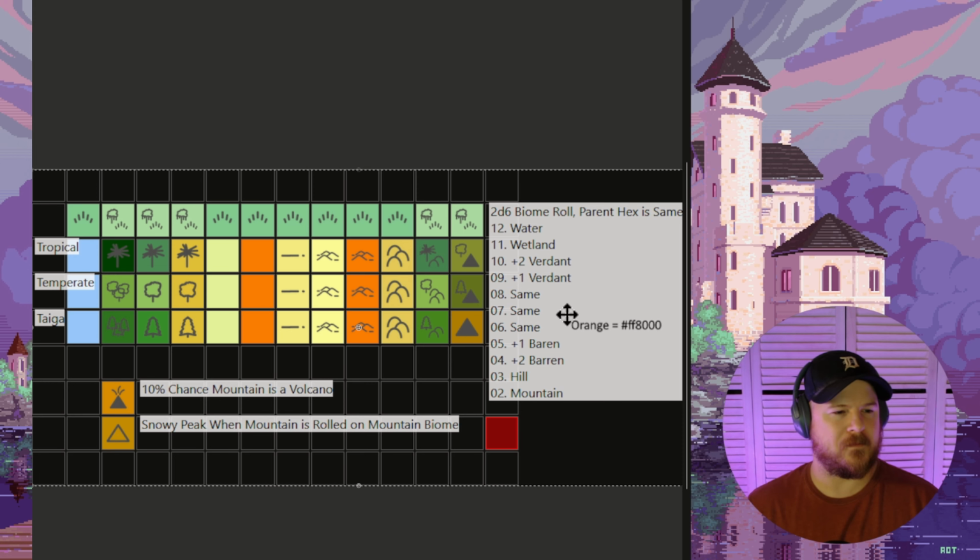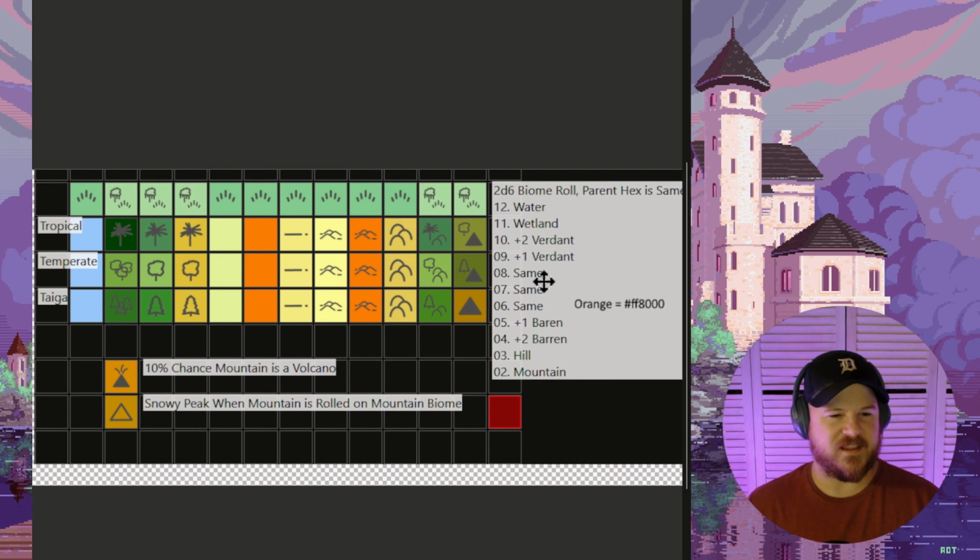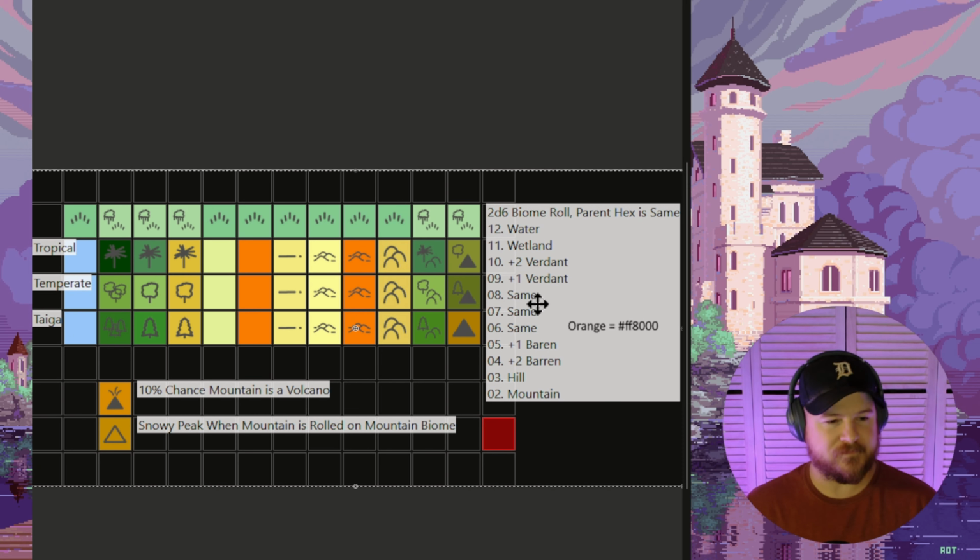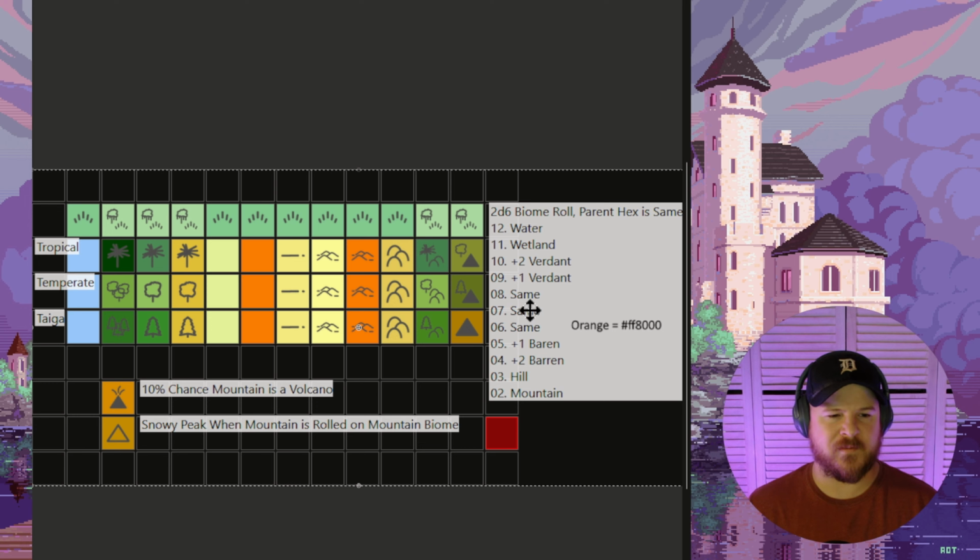So, yeah, there's not much to it. I guess we went through the middle, and then it's pretty easy to understand verdant or barren. You just move it up or down the scale.